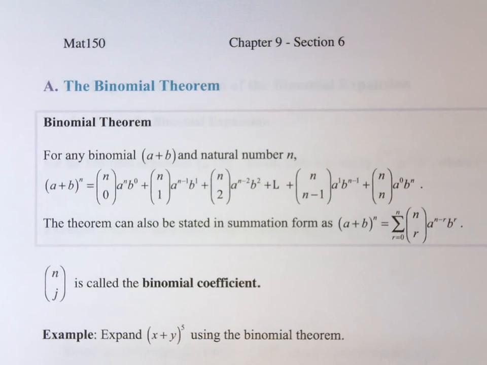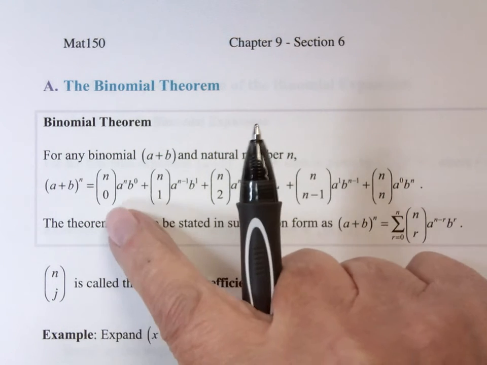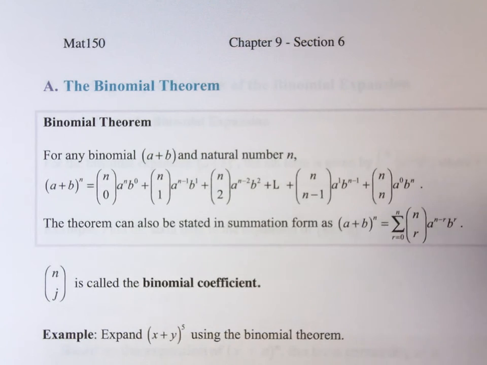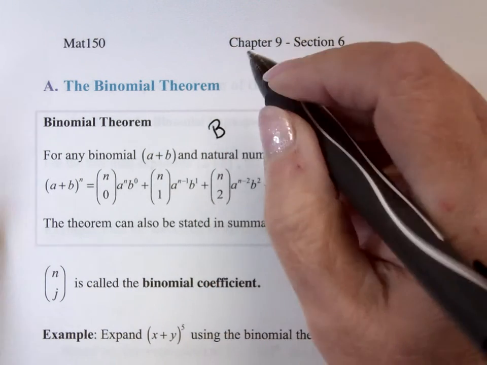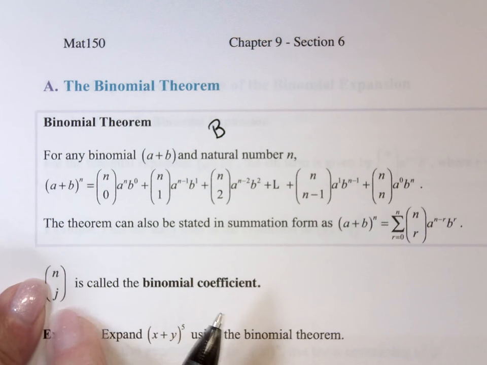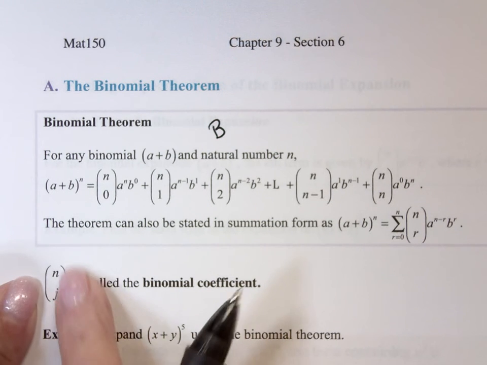Binomial theorem. A plus b to the n. The binomial coefficient is n choose j. So the 1, 3, 3, 1, 1, 4, 6, 4, 1 is this guy right here.